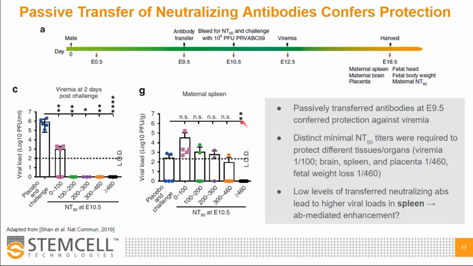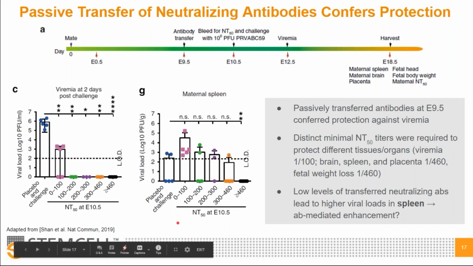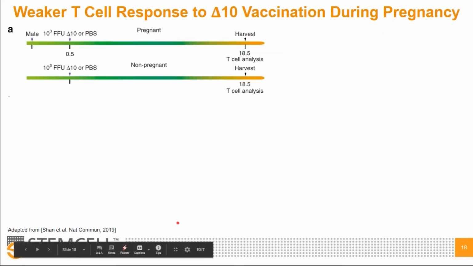Interestingly, as observed here in the graph for the maternal spleen, they saw that low levels of transferred neutralizing antibodies led to higher viral loads in the spleen when compared to the placebo group. And they speculated that this might be due to antibody-mediated enhancement.